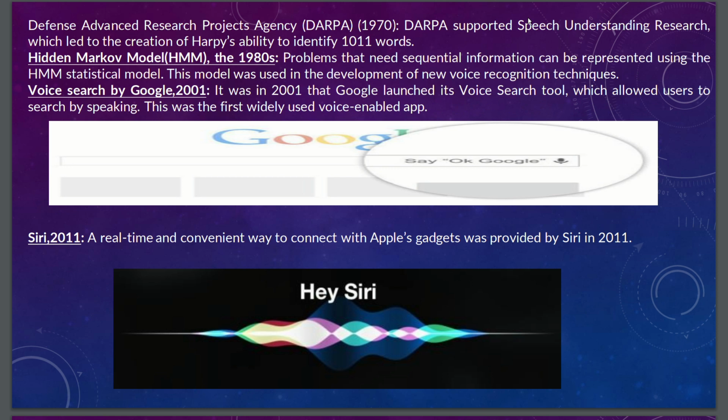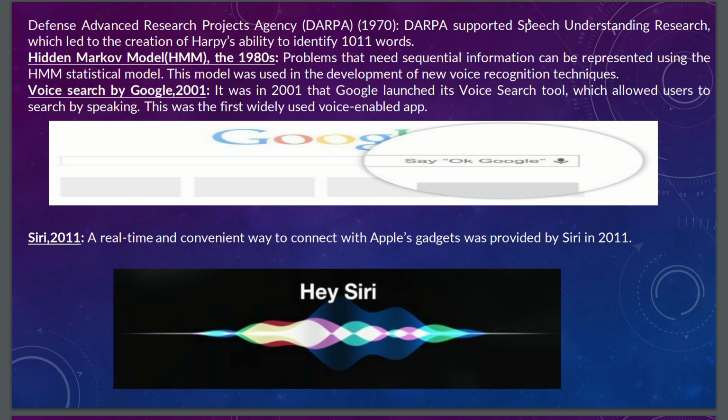Now talking about the Defense Advanced Research Projects Agency, also known as DARPA, in 1970 it supported speech understanding research, which led to the creation of HARPY, with the ability to identify 1011 words. And again in 1980, the hidden Markov model, also known as HMM: problems that need sequential information can be represented with the HMM statistical model. This model was used in the development of new voice recognition techniques.